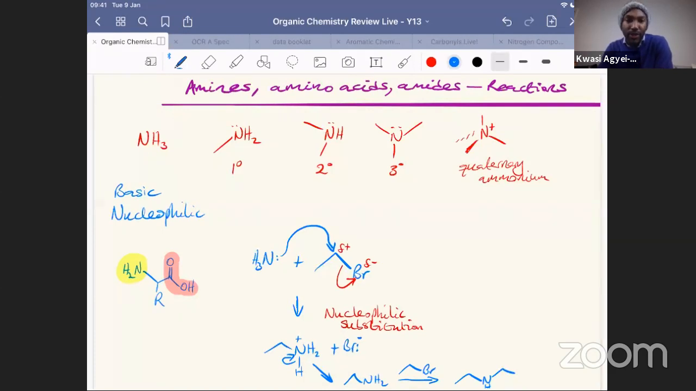Okay, so we've looked at amines. We haven't said much about amino acids or amides yet, but if you consider what you've just seen with the ammonia and with the amine of your ethylamine, then you can apply the same idea to the NH2 group of your amino acid.